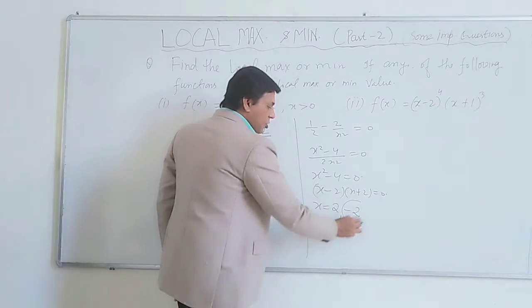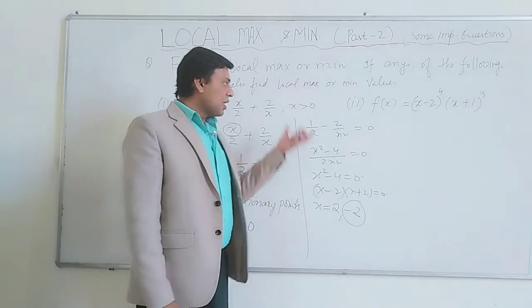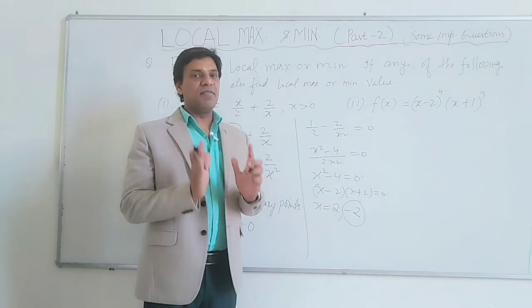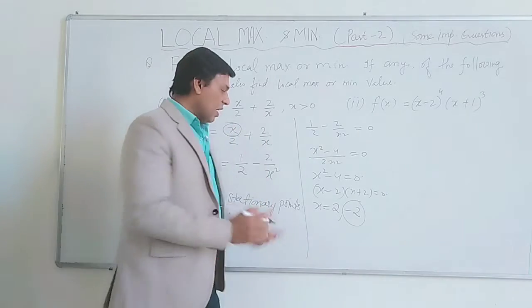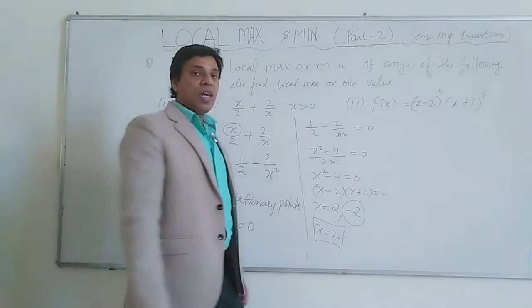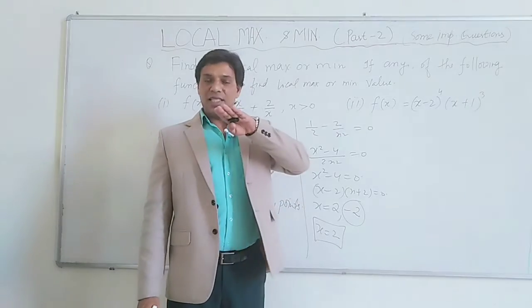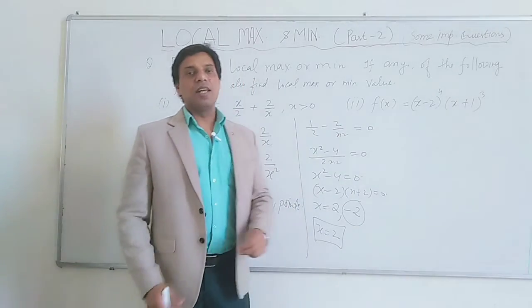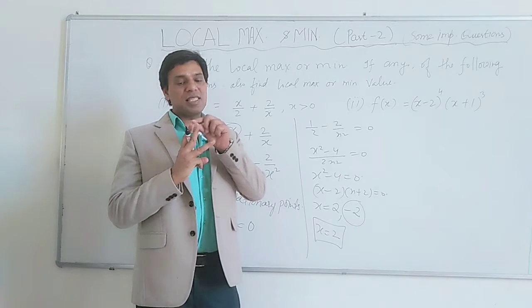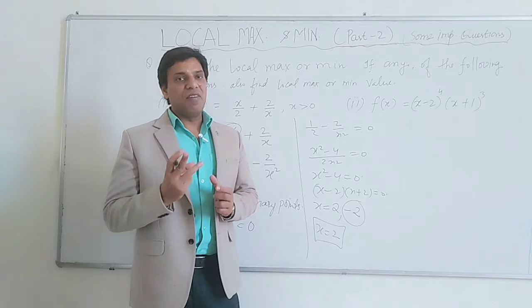We will not take the root minus 2, because it is given that x is greater than 0. So in our domain we have only one stationary value, that is x equal to 2. It means at x equal to 2, the tangent is parallel to the x axis. Now there may arise 3 cases: it may be a local maximum, it may be a local minimum, and it may be a point of inflection.